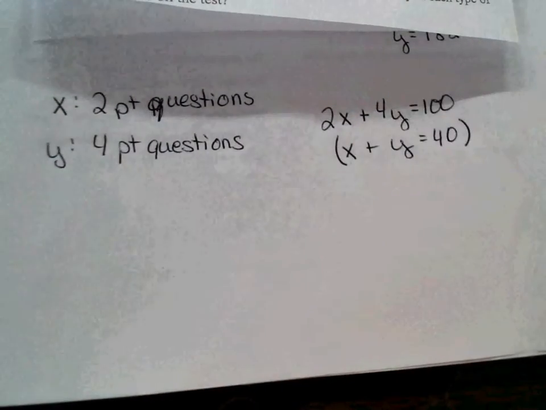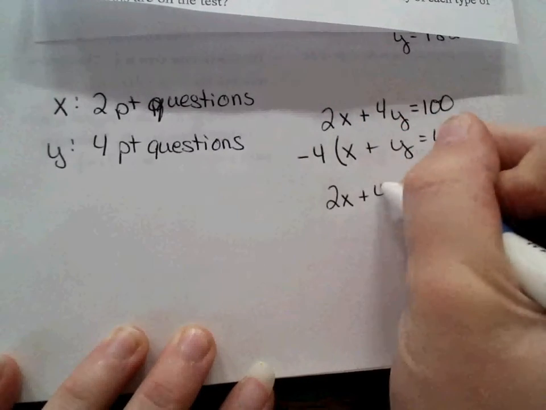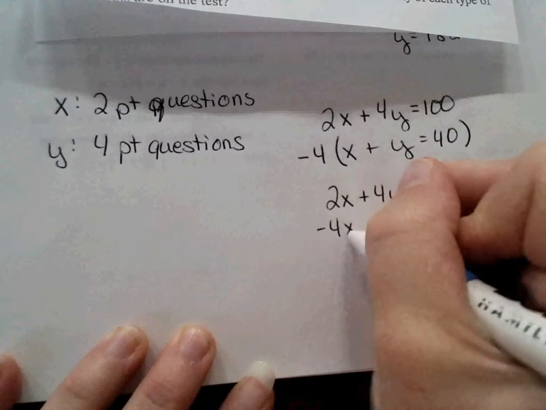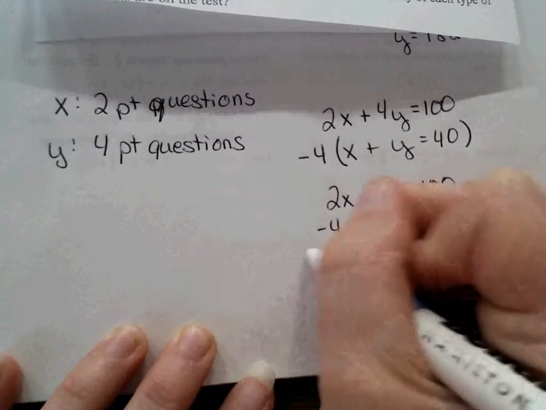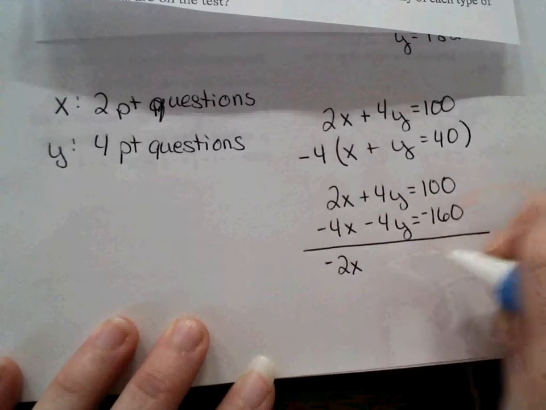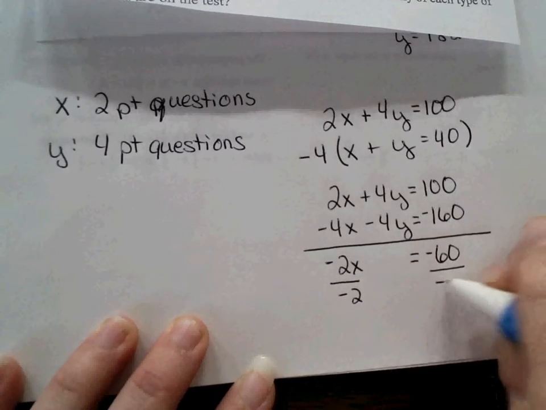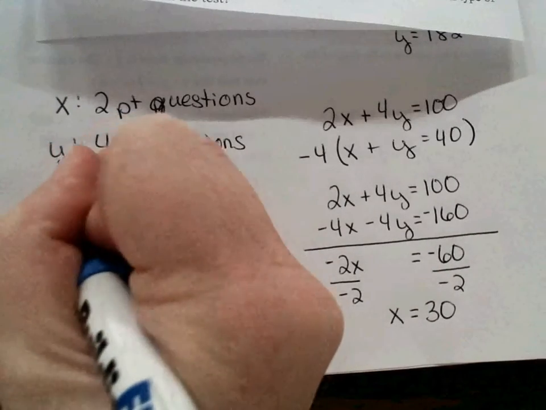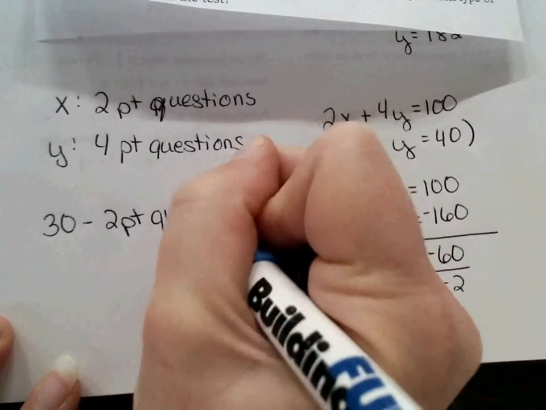Okay, so what am I going to multiply that bottom equation by? -4. So the top equation is going to stay the same. And the bottom equation would be -4x minus 4y equals -160. So we will get -2x equals -60. And so x equals 30. So we have 30 2-point questions.